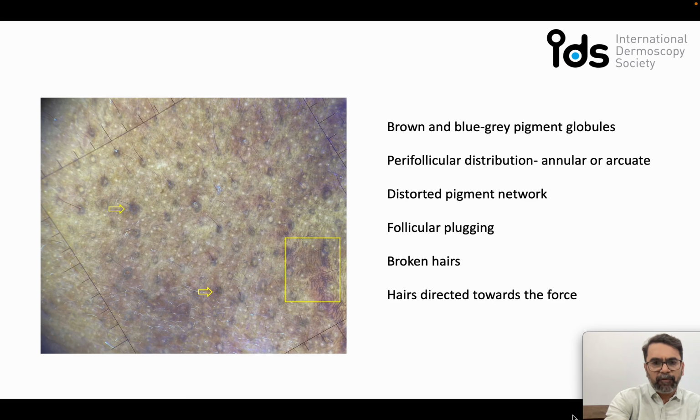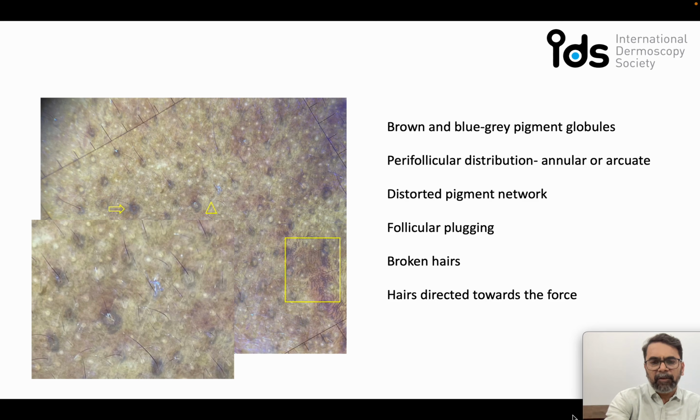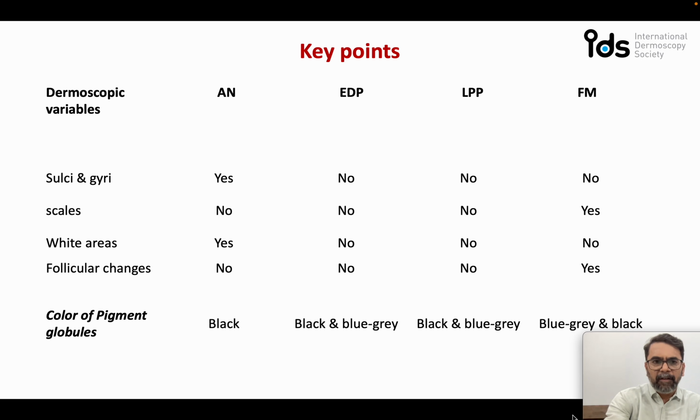Follicular plugging was also seen, along with broken hairs, and hairs were directed towards the force of the friction. One can see in the close-up view that there is follicular plugging and hairs are directed towards the force of the friction. So this was a case of frictional melanosis. So dermoscopic differentiation of all these conditions was very easy.